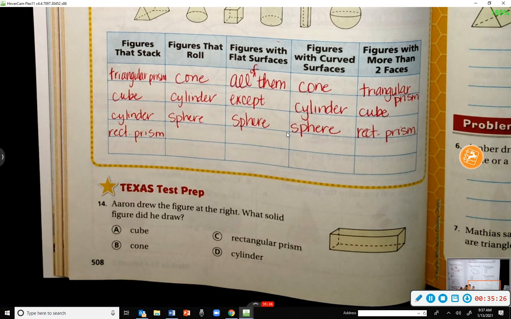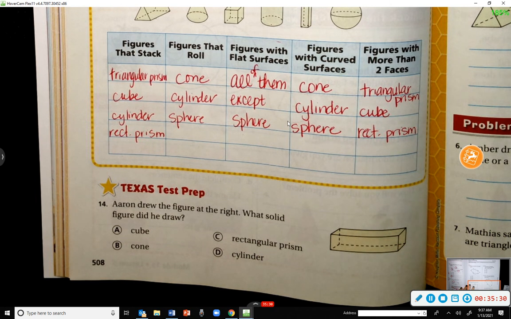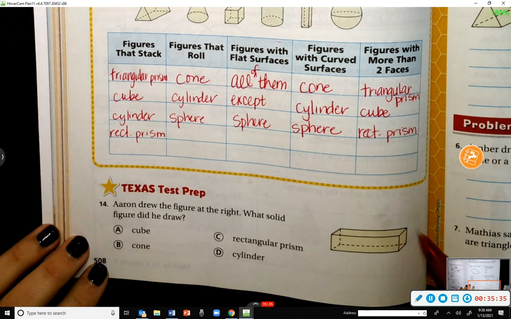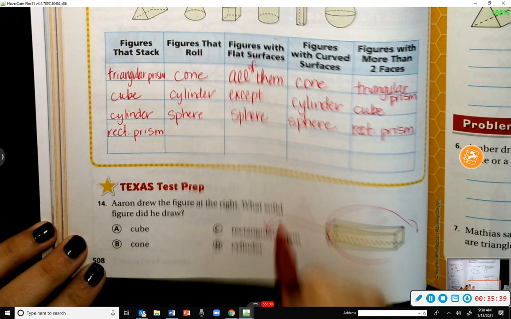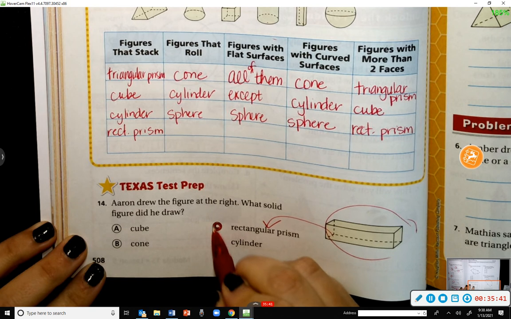Aaron drew the figure at the right. What solid figure did he draw? Bryson, what is that? Right here. Good. C, rectangular prism. All right, good.